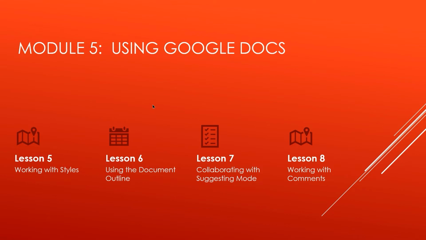And then we worked with styles, which we then saw populated our document outline, which can be used in long documents for navigational purposes or even shorter documents. And then we moved on to collaborating with suggesting mode. You saw that from both sides of the equation. We shared the document, went to the other user, they went into suggesting mode, made some changes, which were accepted by the owner. And we ended up working with comments.